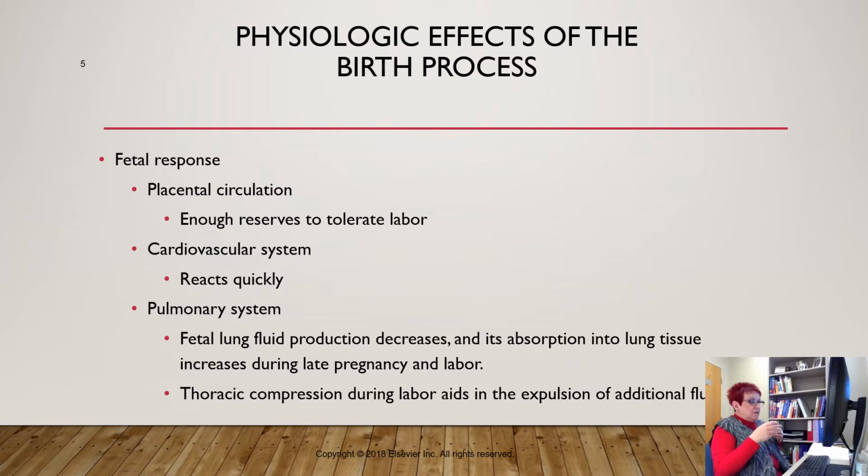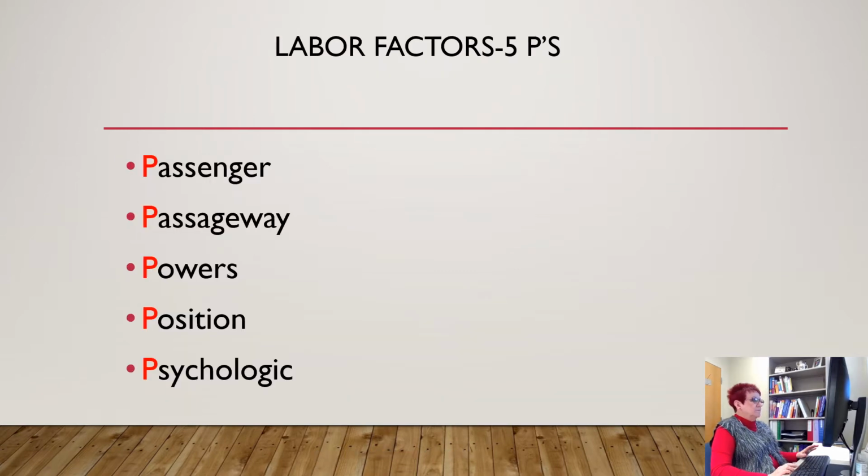Because a C-section baby doesn't go through that process, doesn't go through the birth canal, oftentimes they'll have a lot more secretions and you'll have to use the bulb suction a lot more. They may have more secretions and more moist lung sounds for a longer period of time, just because they have not had that thoracic compression.